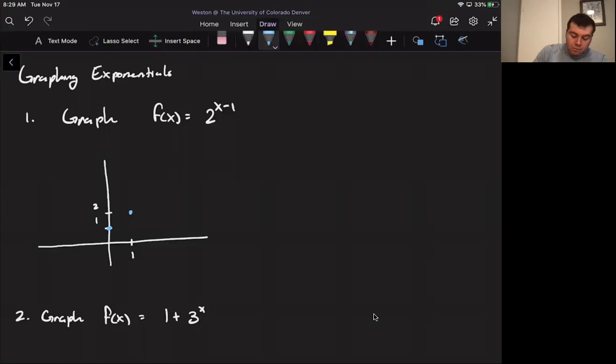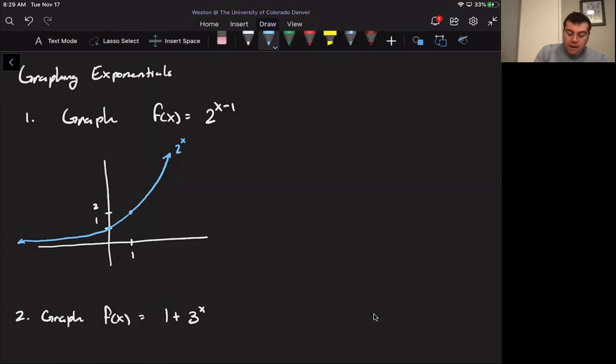So this will allow us to graph 2 to the x. When we're graphing something that just looks like 2 to the x, or if it was 3 to the x, we always have 0, 1 and 1, the base. And so by labeling 1, the base, we're able to determine what the function is. So that's why it's important to put that on your graph.